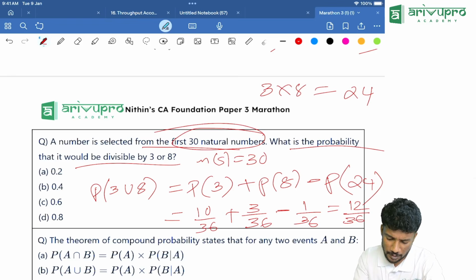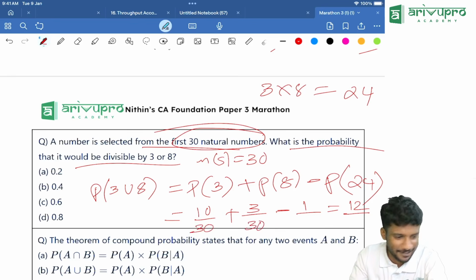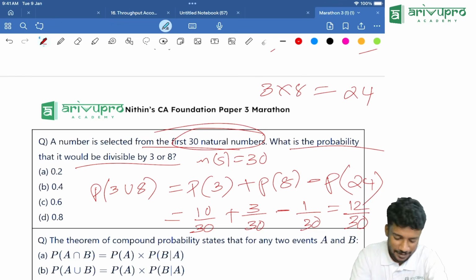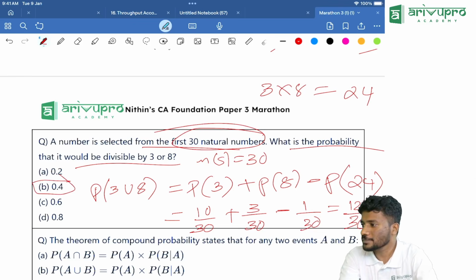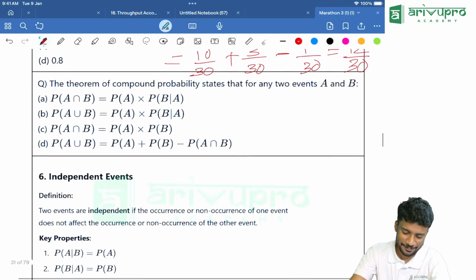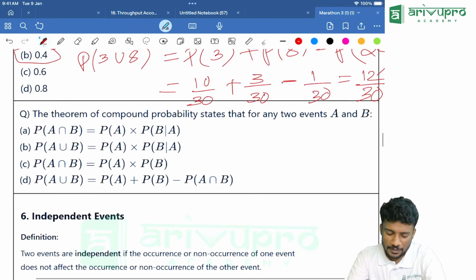0.33 or divisible by 3 is 10 by 30. Why are we writing 36? We are not rolling any die. I only wrote 30 as the denominator. Yes, divisible by 12 by 30. How much is it? 0.4. Okay. People, are you listening? Are you just watching a movie? This one I think everyone knows.